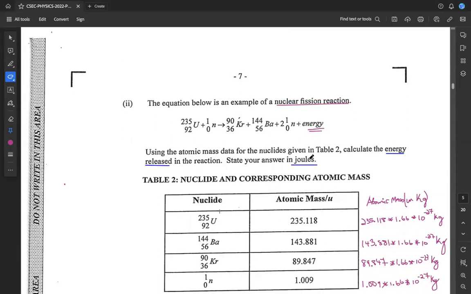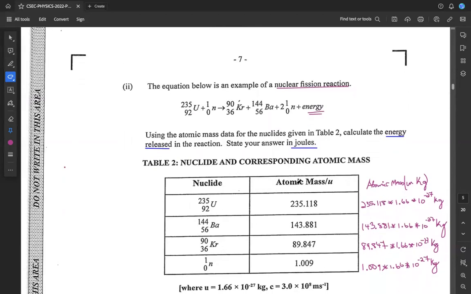So now the rest of the question is asking us to use the atomic mass data for the nuclei given in this table to calculate the energy. So we have to find a delta E, the energy released in this reaction. So we are finding this energy pretty much. And we have to give our answers in joules. So that's important to note. They want us to give our answers in joules, so we have to make sure that our units align with that.